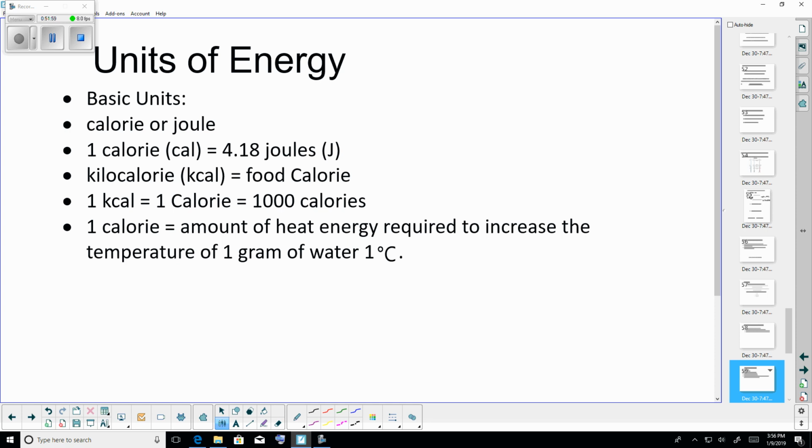1 calorie is the amount of heat energy required to increase the temperature of 1 gram of water 1 degree Celsius. So if I have 1 ml of water at 25 degrees Celsius and I heat it to 26, I've used up 1 calorie. Okay? Questions about calories? So remember those conversions.